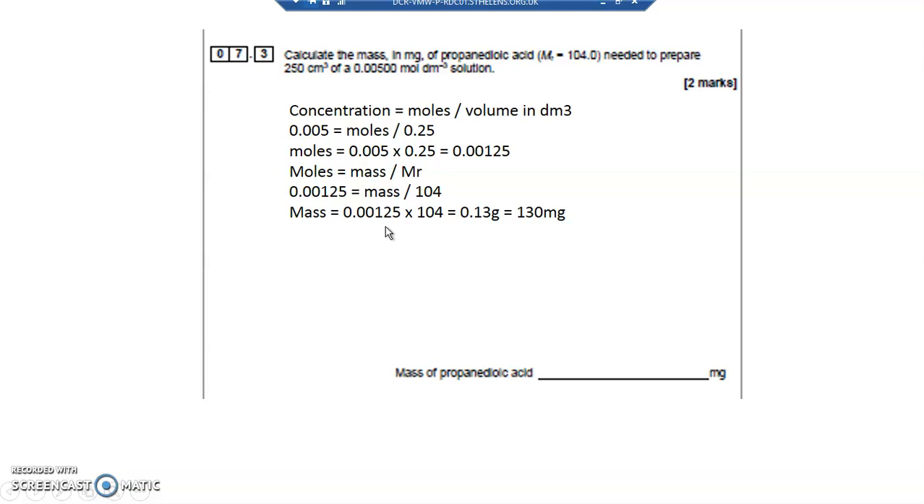0.00125 times 104 gives 0.13, but this mass is in grams, so to get it into milligrams, to get grams down to a smaller unit value of milligrams, you multiply by 1000, so 0.13 multiplied by 1000 is 130 milligrams.